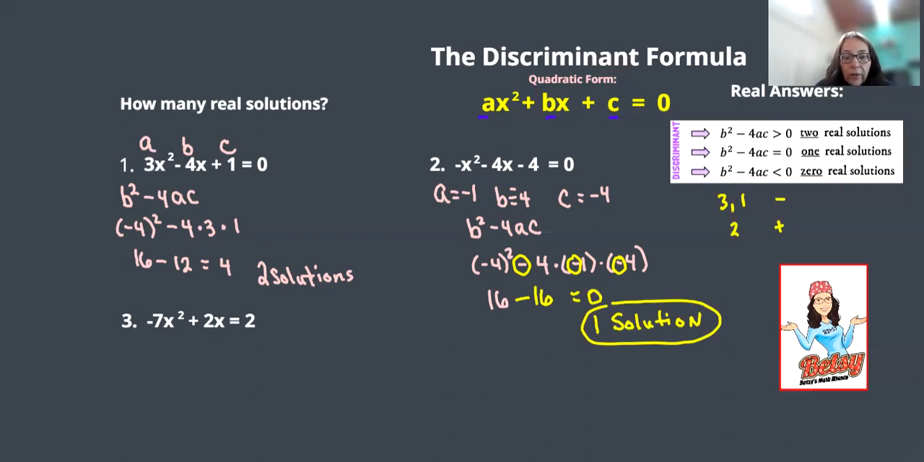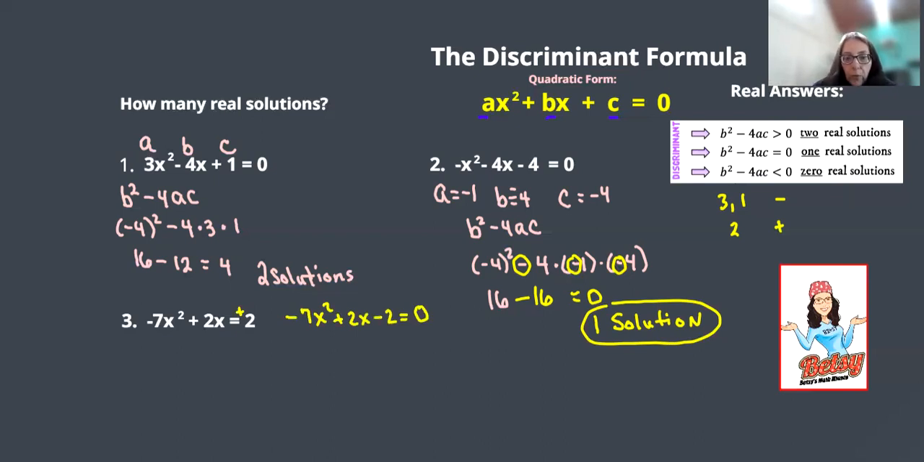Let's take a look at our last one here. Uh-oh, we've got a problem here. What is it? Yep, it doesn't equal 0. So what are we going to do? We're going to take this +2 and move it to the other side. So guys, -7x squared plus 2x minus 2 equals 0. If you're moving it to the other side, just change the sign.